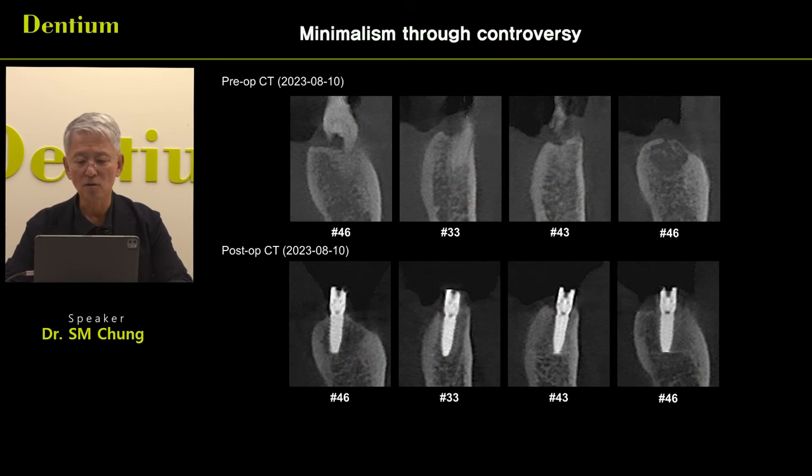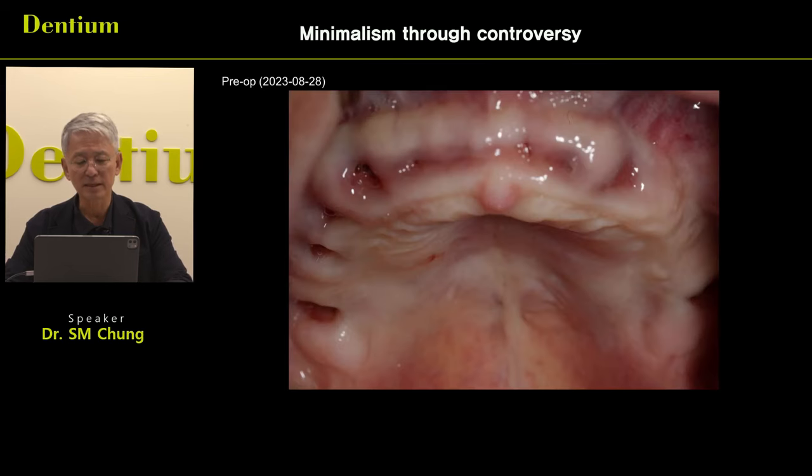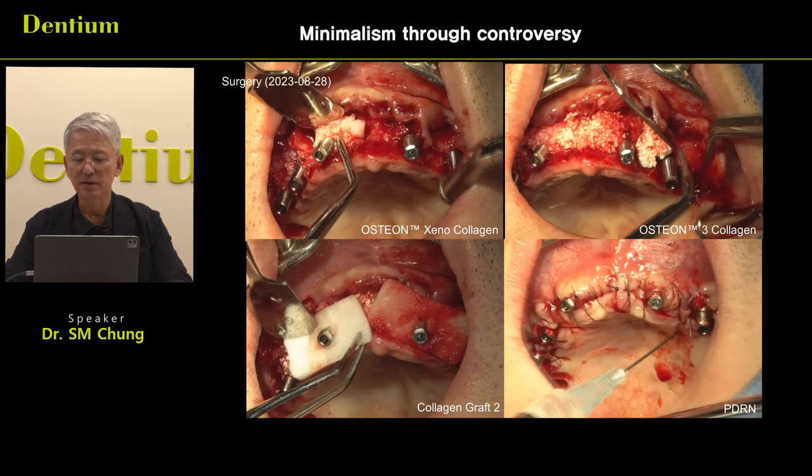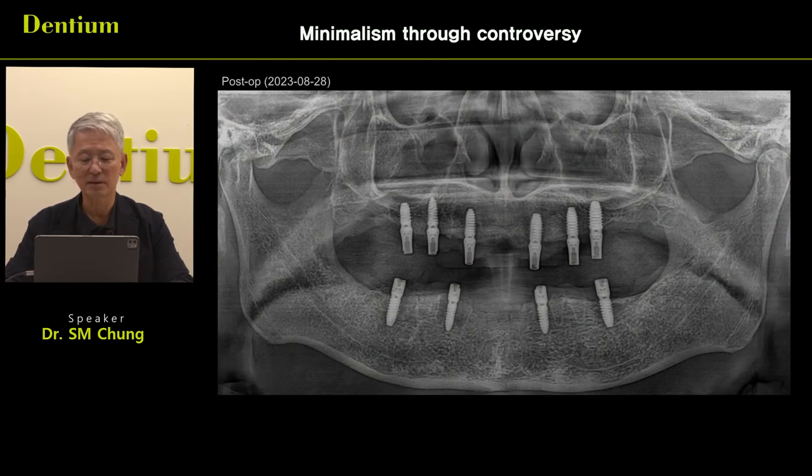After surgery in the lower, one year later, we decided to place another 6 implants in the uppers. And the 1 year healing. So after placing the 6 implants and some contour augmentation with the xenocollagen and the collagen graft, it is a very good combination. With the PDL, it accelerates the soft and the hard tissue healing, and the 6 implants in the uppers.